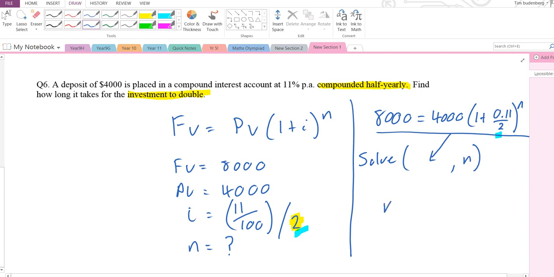And it will give you a value for the number of half-yearly periods required to solve for n. And that will give you an idea of how long it takes. So for example, if the number comes out as 14, you know that it's 14 lots of half years, or 7 full years.